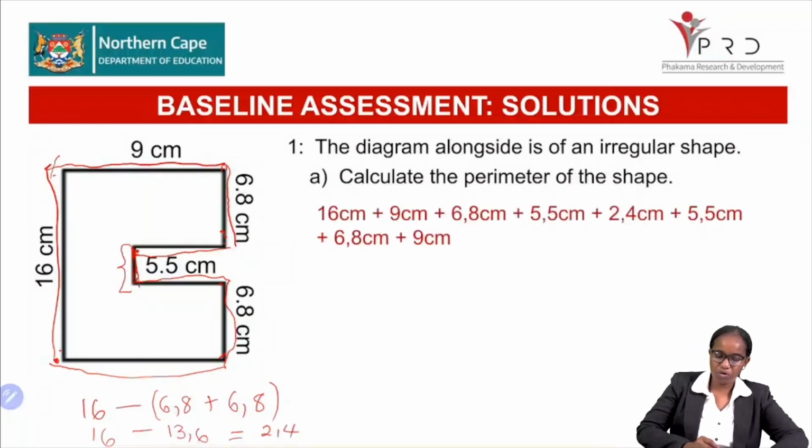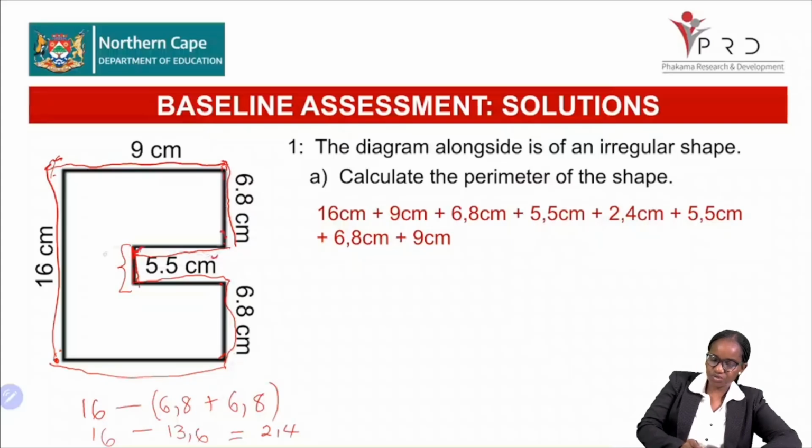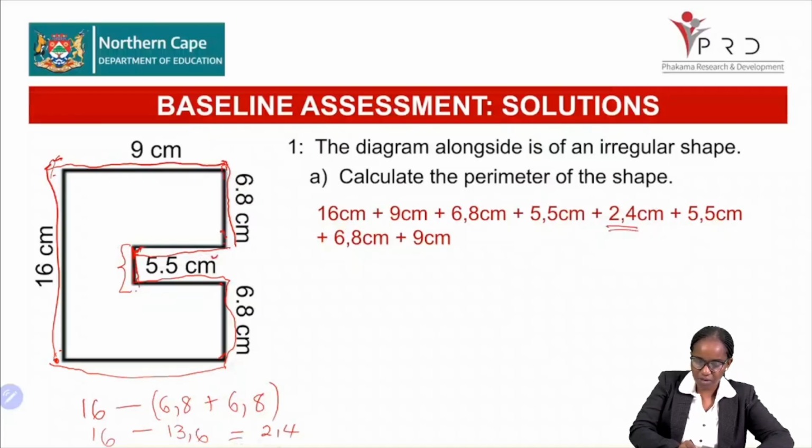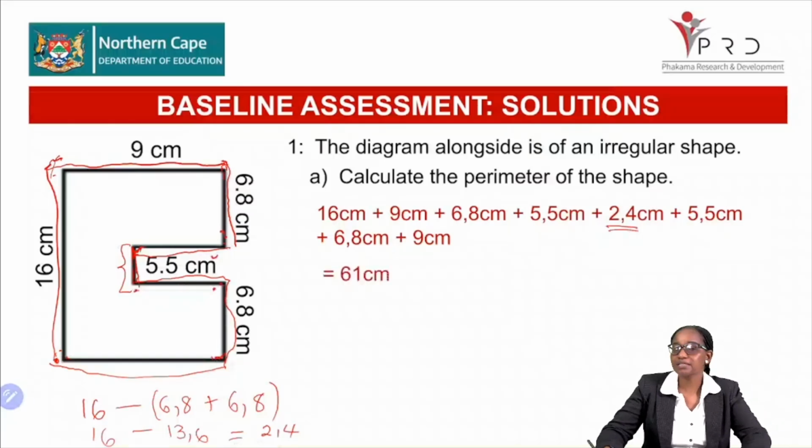Right. So the perimeter for our shape will be this 16, this 9, this 6,8, this 5,5, and this 2,4. This is the 2,4 that we calculated here, and 5,5, which is this point to here, another 6,8, and another 9. And what is the total distance right around the shape? It's 61 centimeters. That was the perimeter of the shape.